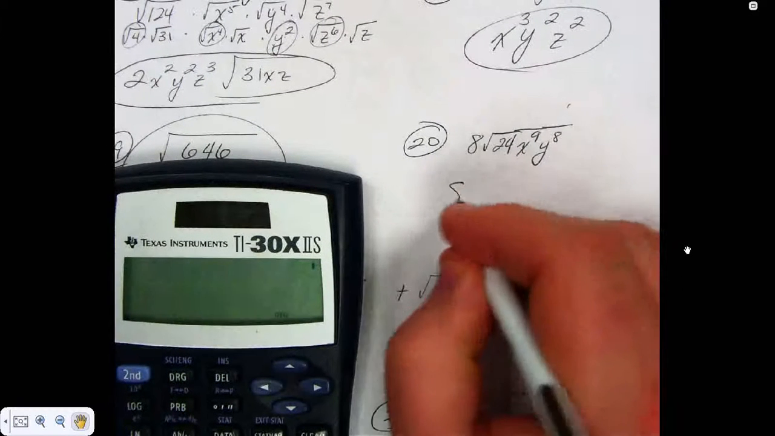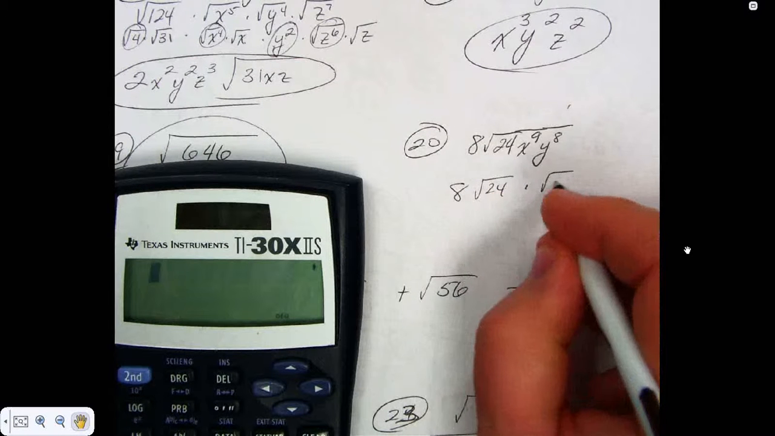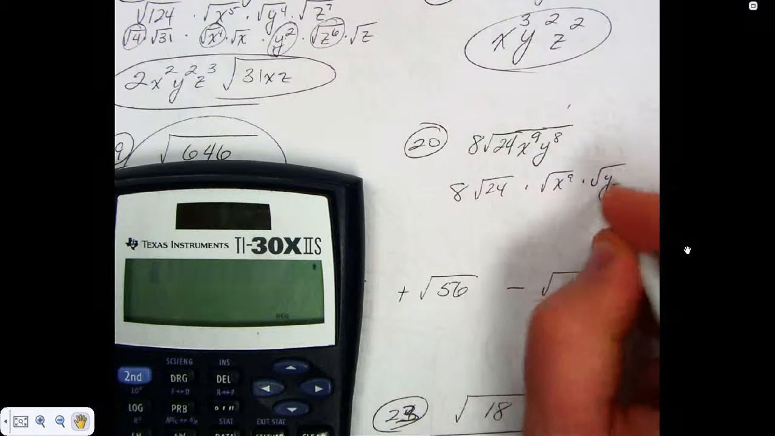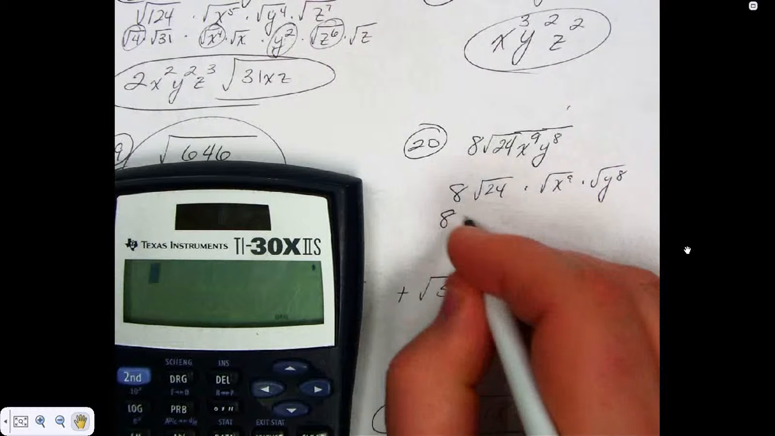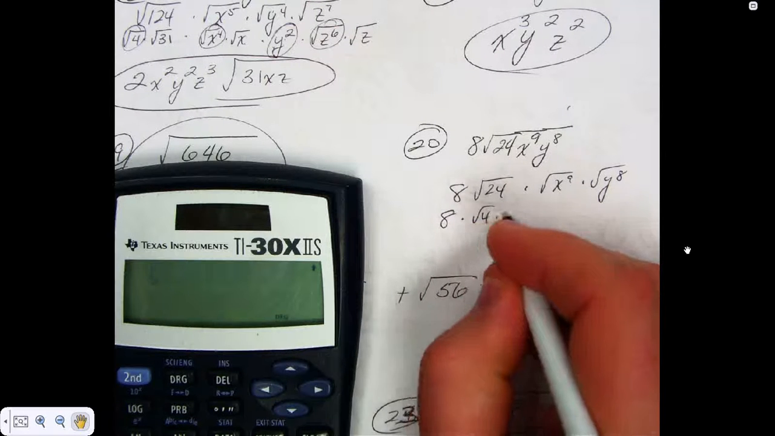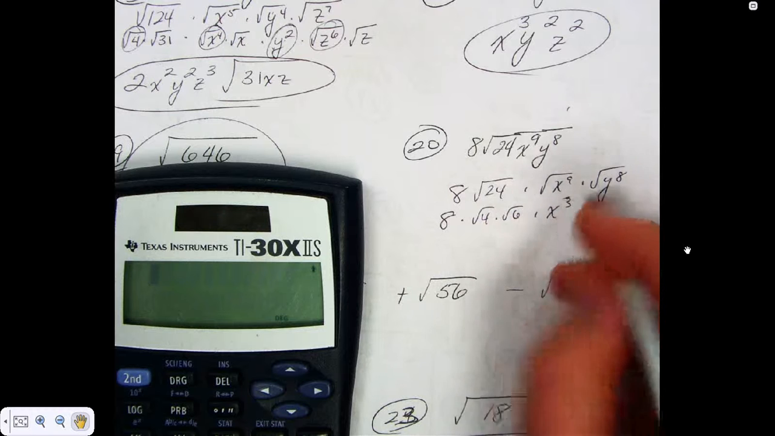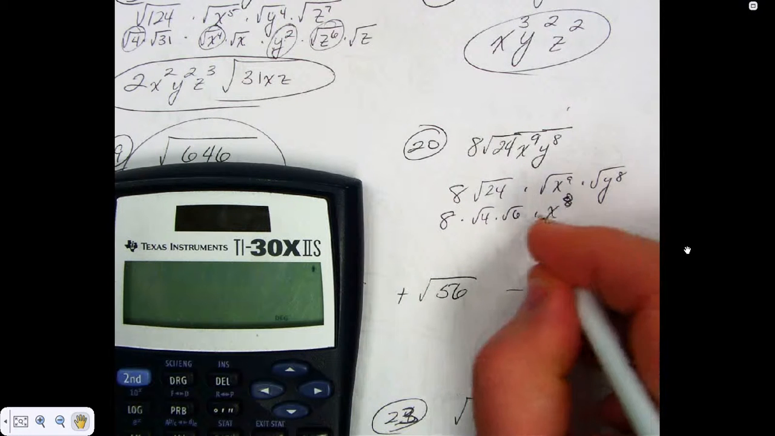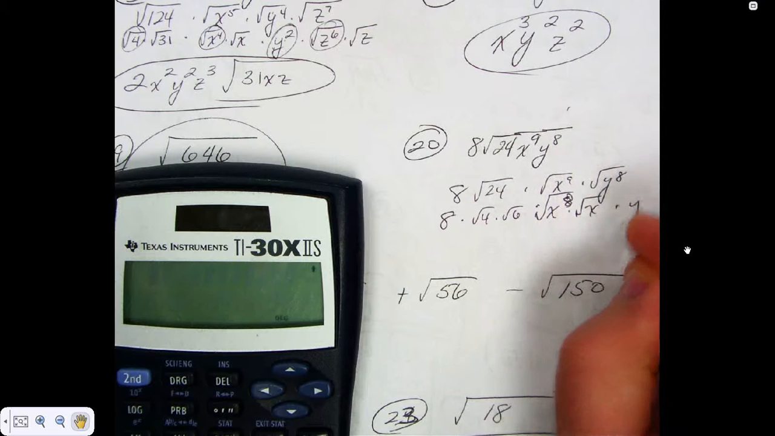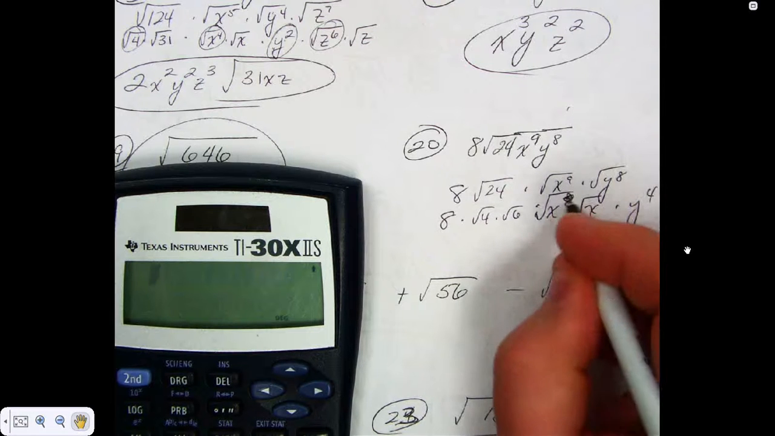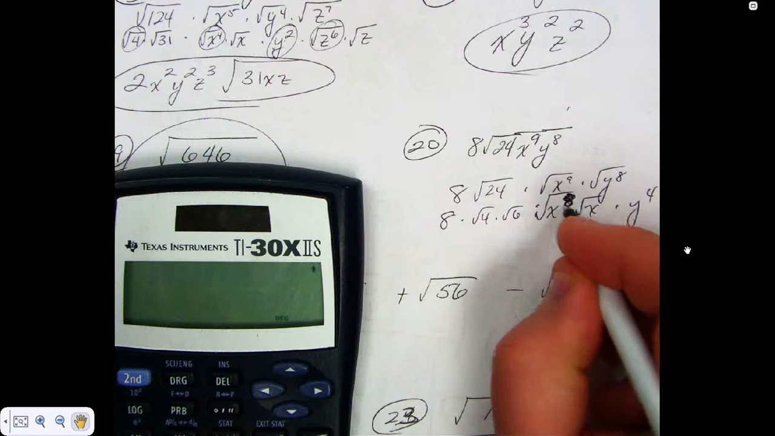So here, another one of these. 8 square root of 24 times square root of x to the 9th times square root of y to the 8th. Like I said, I don't expect to see that step on the test, but if it helps you to do that, do it. That becomes x to the 3rd, or no it doesn't. That becomes x to the 8th times square root of x times y. That one comes out even, doesn't it? Is that an 8? That's an 8, yes.